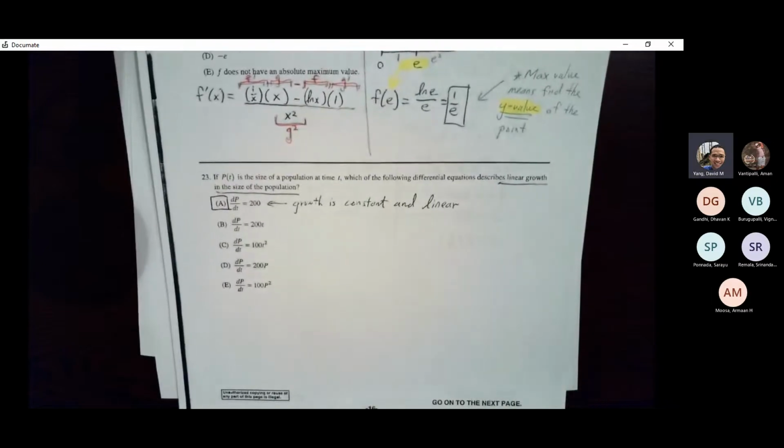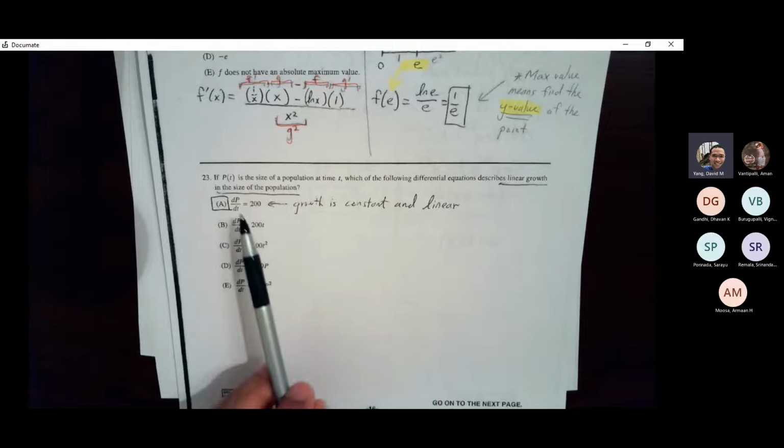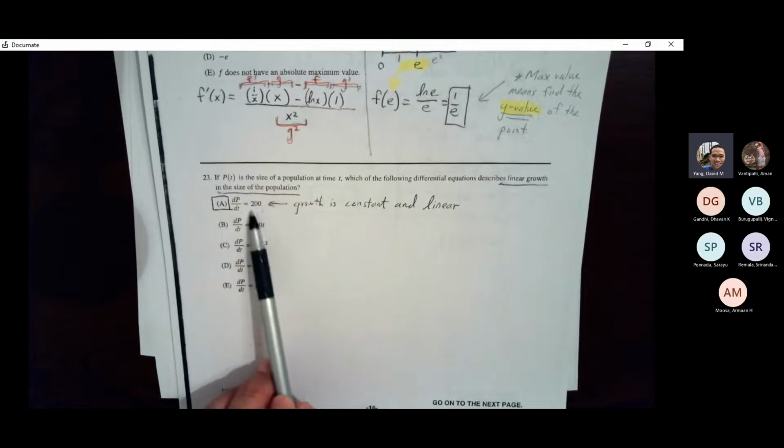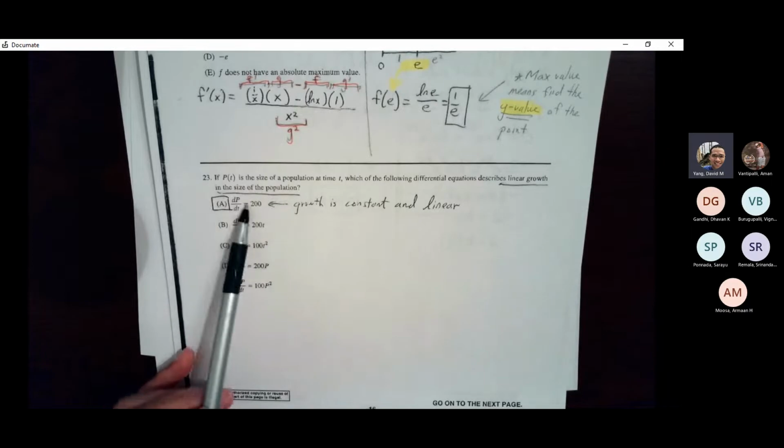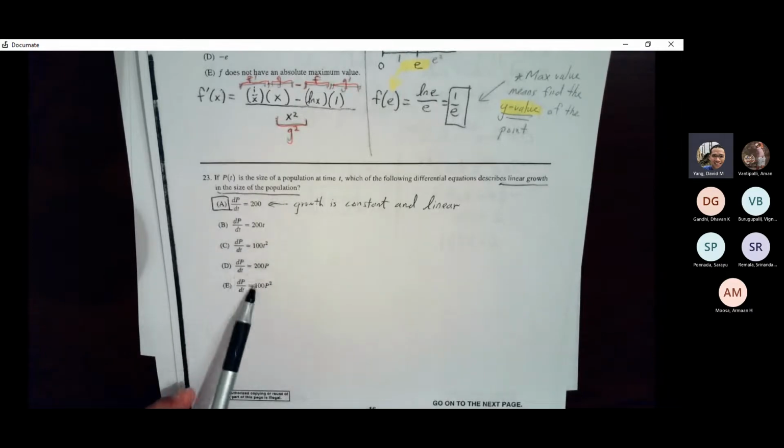Okay, 23. P of t is the size of a population. Which of the following differential equations describes the linear growth in the size of the population? So a differential equation is just basically a derivative, and we want a derivative that's linear. So that's basically saying when is the graph going to be linear? Linear is going to have to be a constant so that it can be a horizontal line, and this is the only horizontal line that we see without a variable.